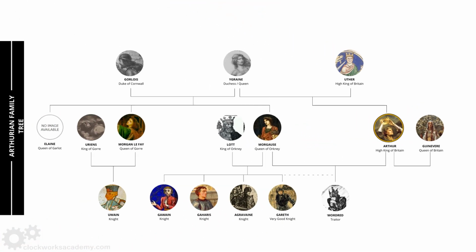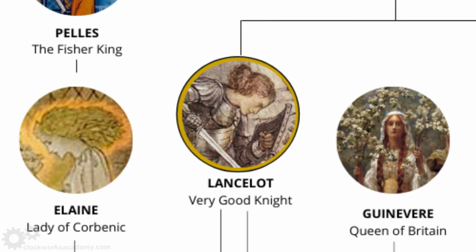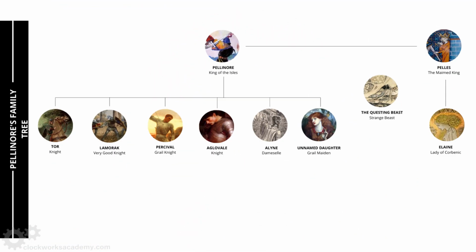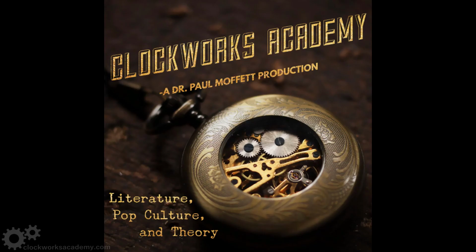I'll have that available to download at clockworksacademy.com if anyone's interested. I have two other family trees that you might also be interested in checking out. One is Lancelot's family tree and the other is King Pelinor's family tree. And for both, as with this one, I'm really focusing on Malory's account of Arthur's family tree, not all the different sources that there are, because there's lots of them.